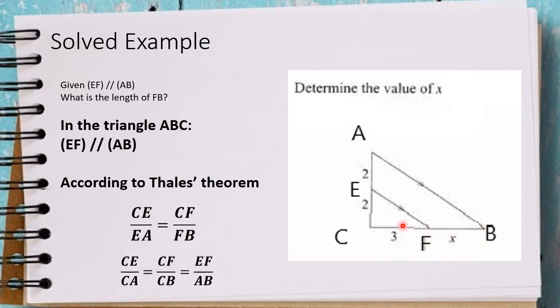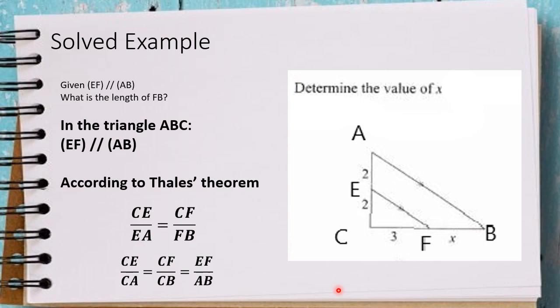Okay, or I can say CE over CA, all of it. So I take all of the side. So I can take 3 fractions when I take the whole side of the triangle. So CE over CA, all of it, equals CF over CB equals EF over AB.